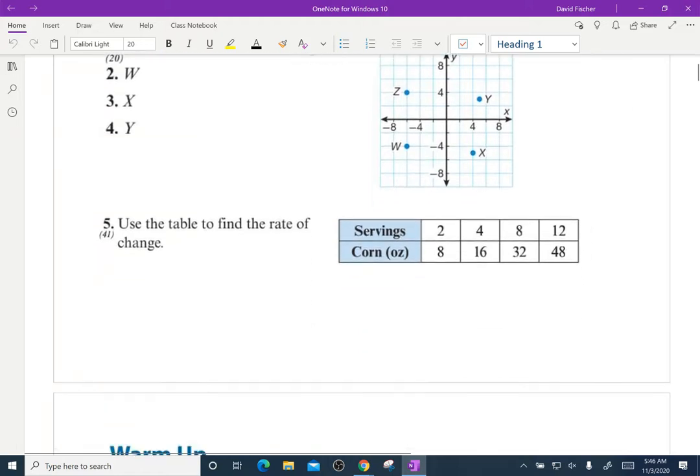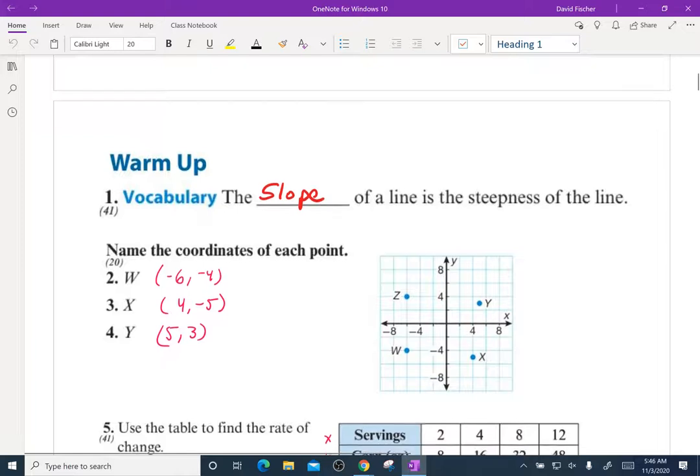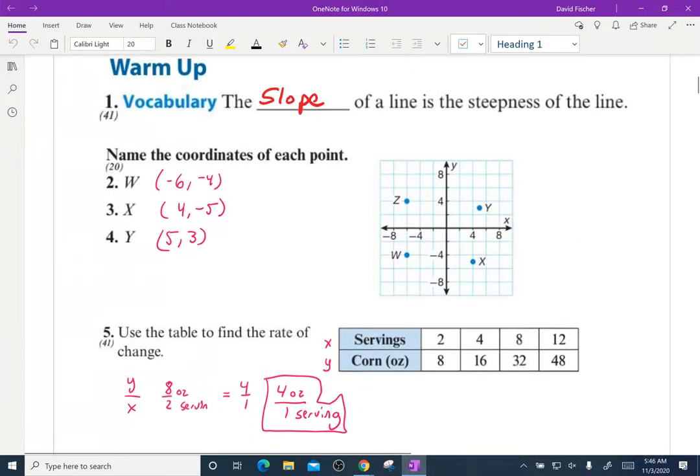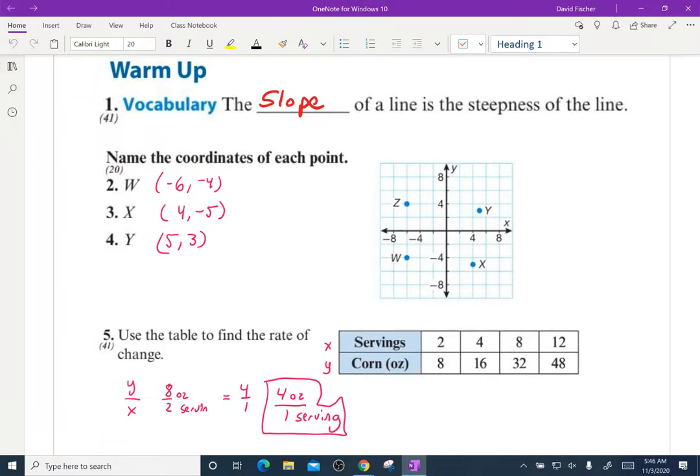All right, so hopefully you're back. Now, it was a little bit of a trick here because on number 2, 3, and 4, if you look at the scale over there, we're counting by twos. So as we're going, we have to make sure we know what the scale is, and they might have fooled you. I hope not. Anyhow, the slope of a line is the steepness of the line. That's what we're going to look at today.